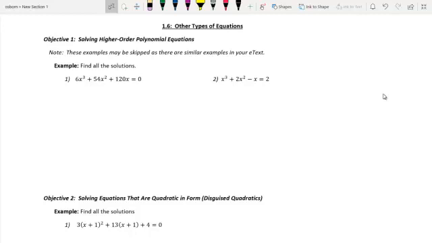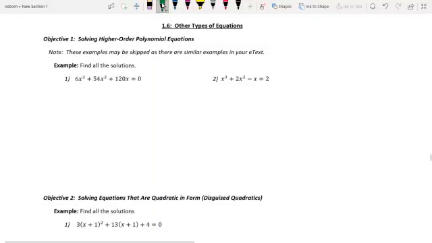In 1.6, we talk about other types of equations. So let's go ahead and just jump into the first example, where we're asked to find all the solutions for 6x cubed plus 54x squared plus 120x equals 0. So right away, you already have it set equal to 0, so we're ready to start.